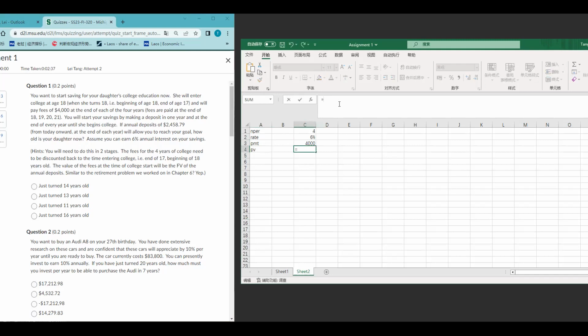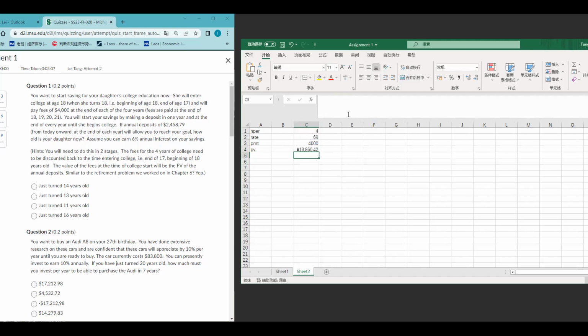So the PV is the PV function. First thing, rate, the NPER for 4 years, PMT is negative because the money is outflow. It's out for us. We save in the account, so it's going to be negative, and the FV is 0, and the type is 0. So this money is what we try to use for the daughter.